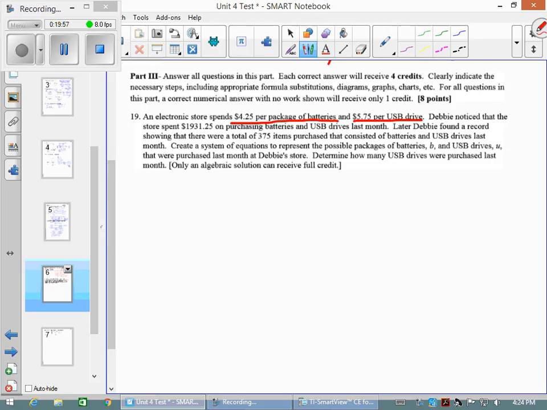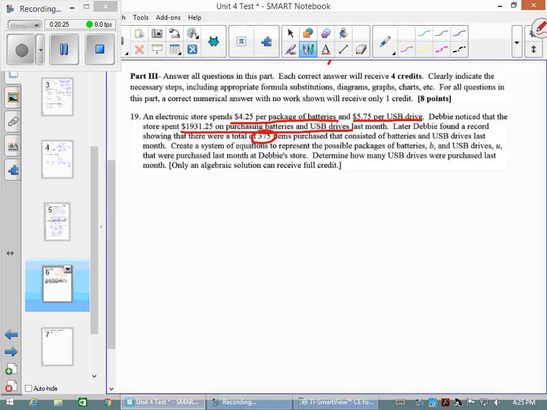Later, Debbie found a record showing that there were a total of 375 items purchased. That consisted of both the batteries and the USB drives last month. Create a system of equations to represent the possible packages of batteries and USB drives that were purchased. So they're telling us we need a system of equations, which means we need two different equations in order to solve this. And then they want us to determine how many USB drives.